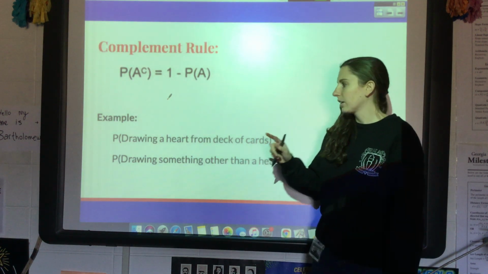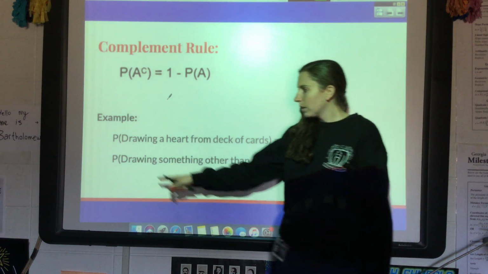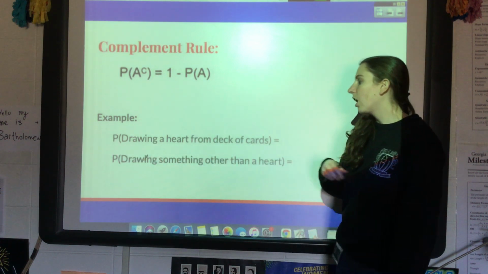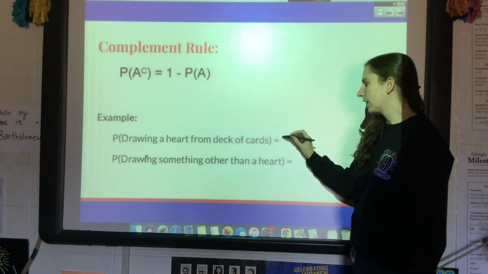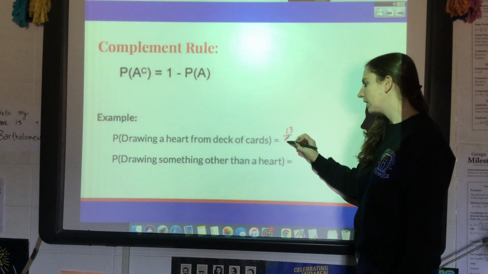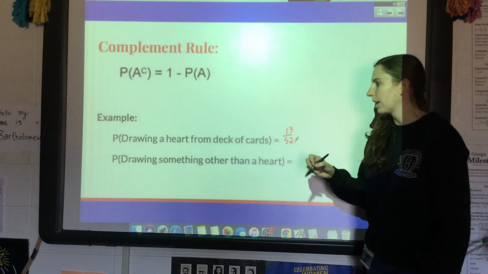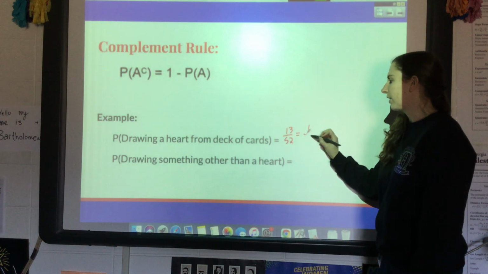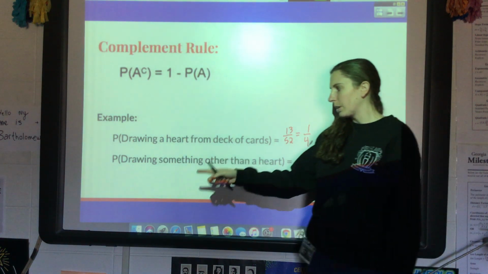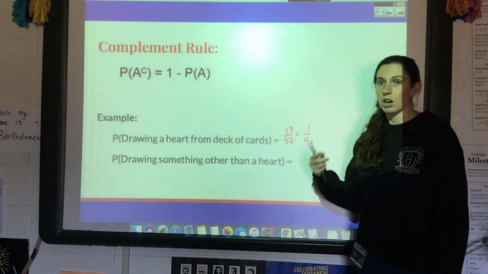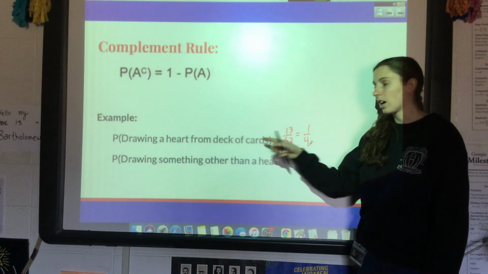Let's start with this example. What is the probability of drawing a heart from a deck of cards? In the deck of cards there are 13 hearts out of 52. Basically a fourth of them are hearts, so you could simplify that to 1/4 if you wanted to. Now what's the probability of drawing something other than a heart? So basically anything that's not a heart.